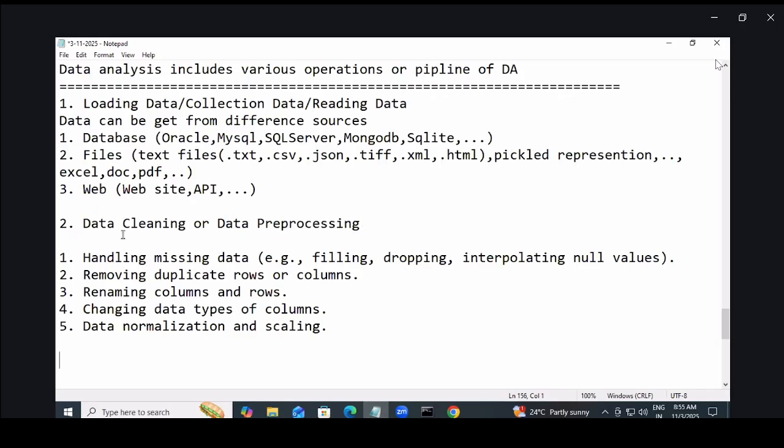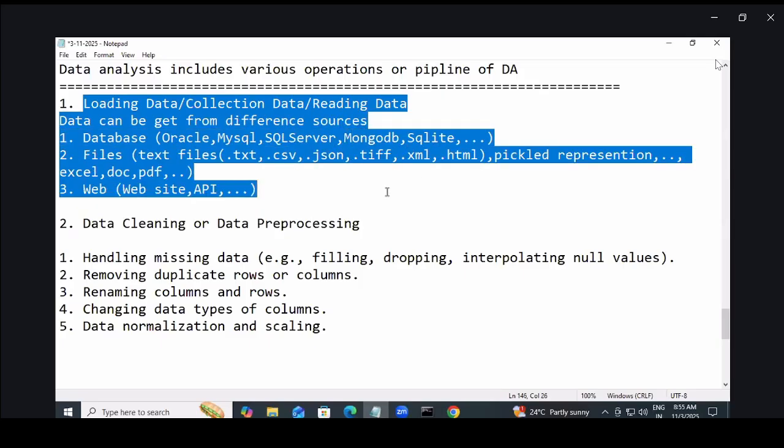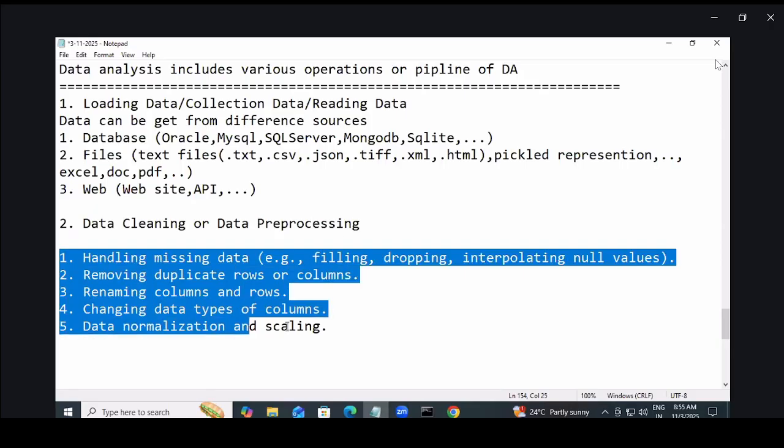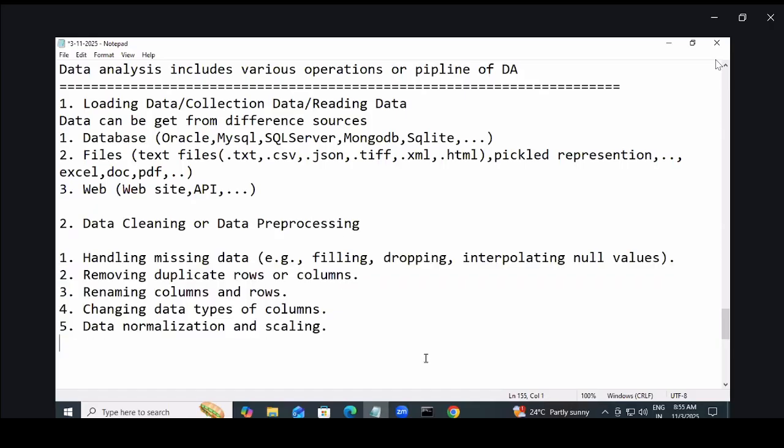Now that is called data pre-processing or data cleaning. So can I do all these operations using pandas? Yes. All these operations I can do using pandas, because pandas supports collecting data from different types of file systems and it allows you to perform data pre-processing by using various approaches. After cleaning the data, next is what? Data transformation.